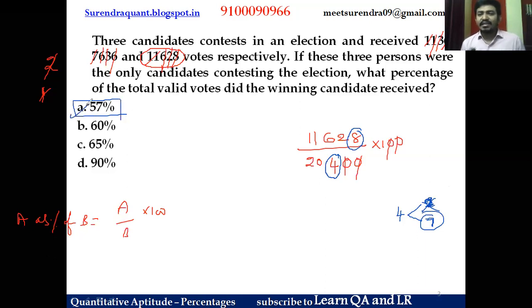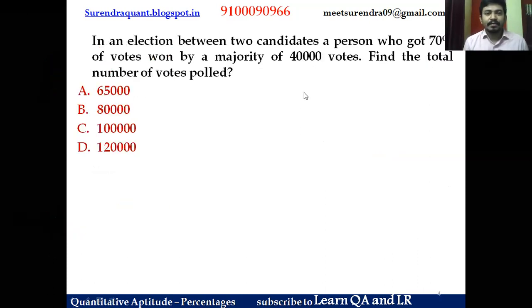Right? So generally tricks don't mean shortcuts, guys. This is a close observation. Observation with the numbers. That's all trick in my perspective. Right? So let's go for next numerical. In an election between two candidates, a person who got 70% of votes won by a majority of 40,000 votes. Find the total number of votes polled.